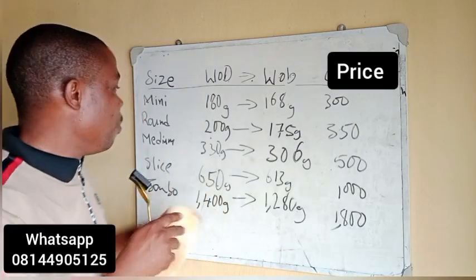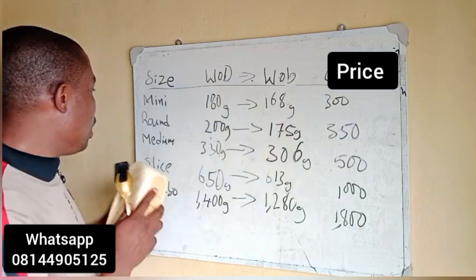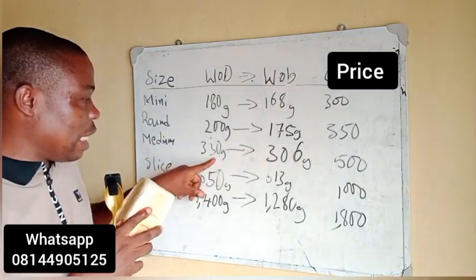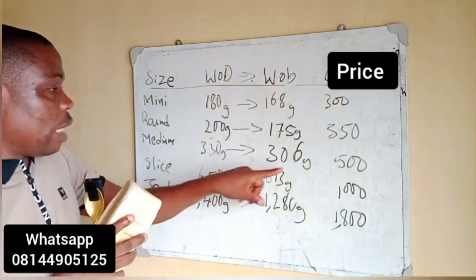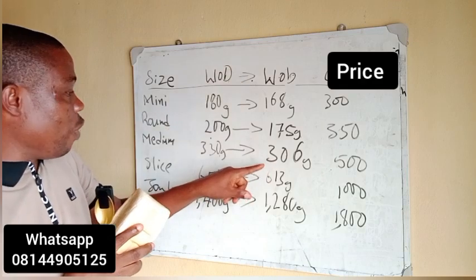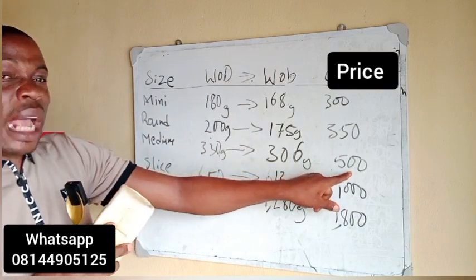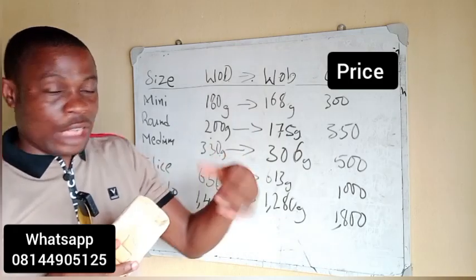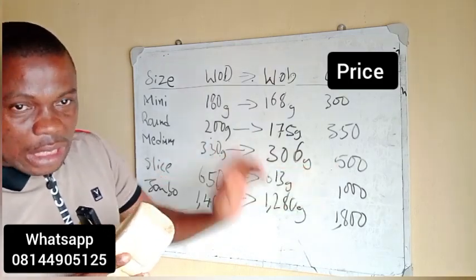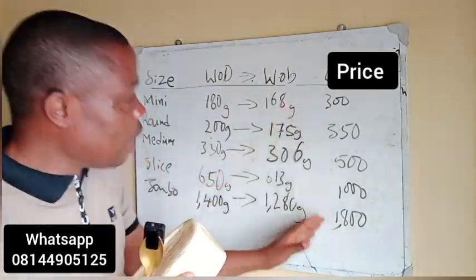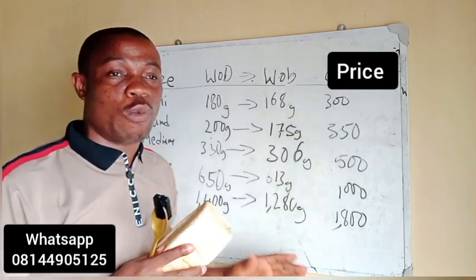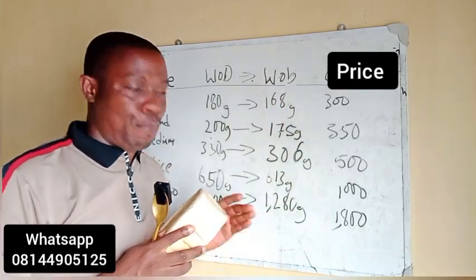Let's look at it further. The medium size, which is this one. This one weighs 330 grams of dough. And then after baking, it will give you 306 grams. This should be the price, or higher. It shouldn't be less than this. That is what I mean. These prices should not be less than this. Otherwise, you will bake without seeing any profit.